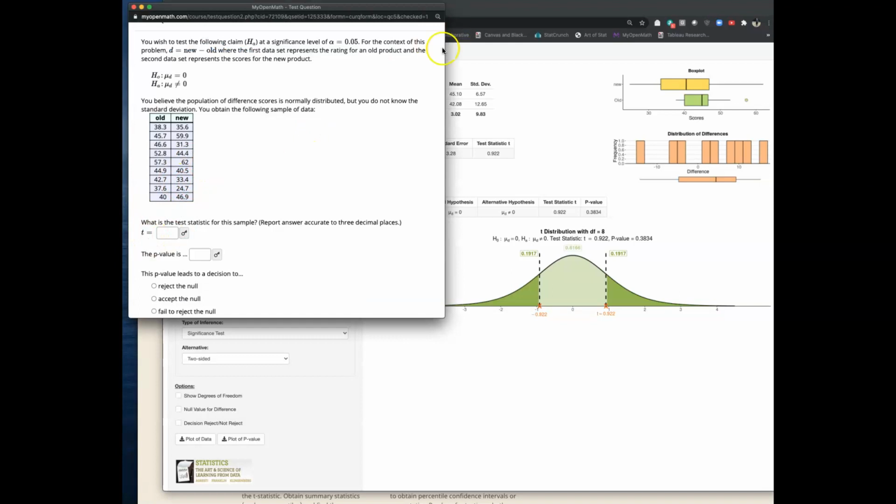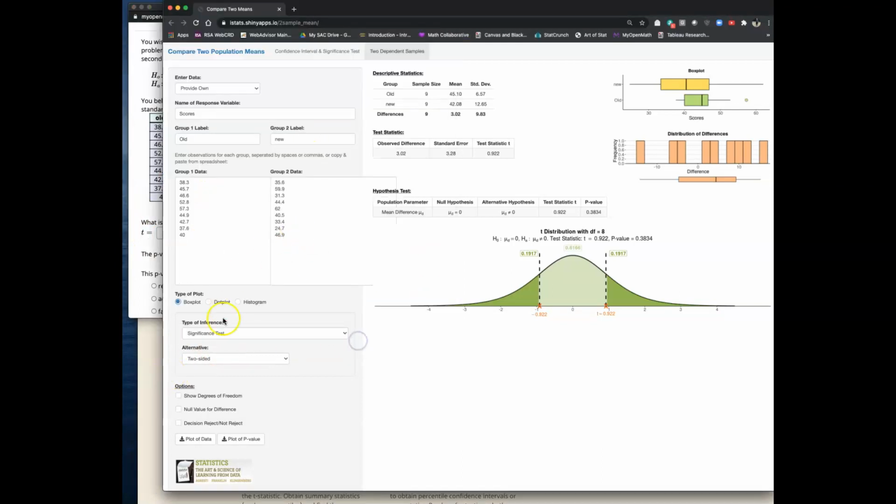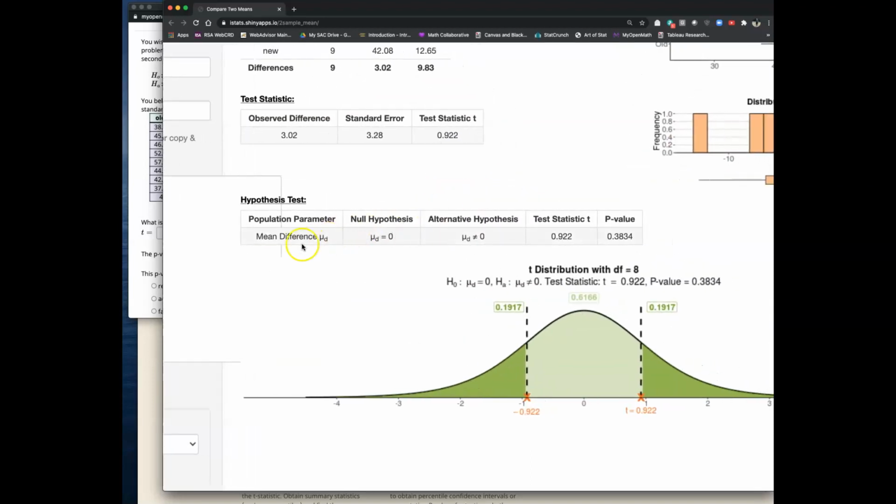That's the problem there. And then you would make sure you click significant test versus confidence interval. You can run it, but right now we're looking at a significant test. And so then you're looking to see, again, if the difference is equal to 0 or not. And we'll zoom in a little bit. And the important numbers are here. The mean difference, mu of d, the difference.